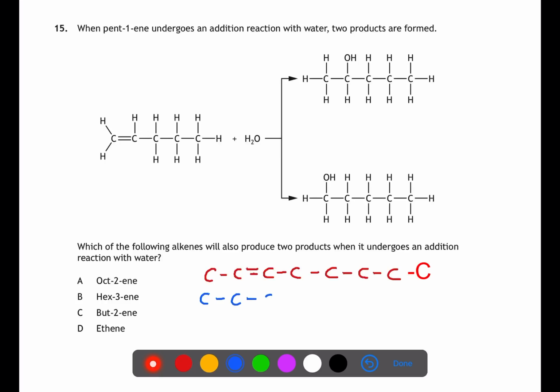Hex-3-ene, we have 6 carbons, and between the third and the fourth we have a double bond. This is a symmetrical alkene. Butene, we have 4 carbons with a double bond between 2 and 3, also symmetrical. And ethene, we have 2 carbons with a double bond, also symmetrical. Oct-2-ene is our answer, A.